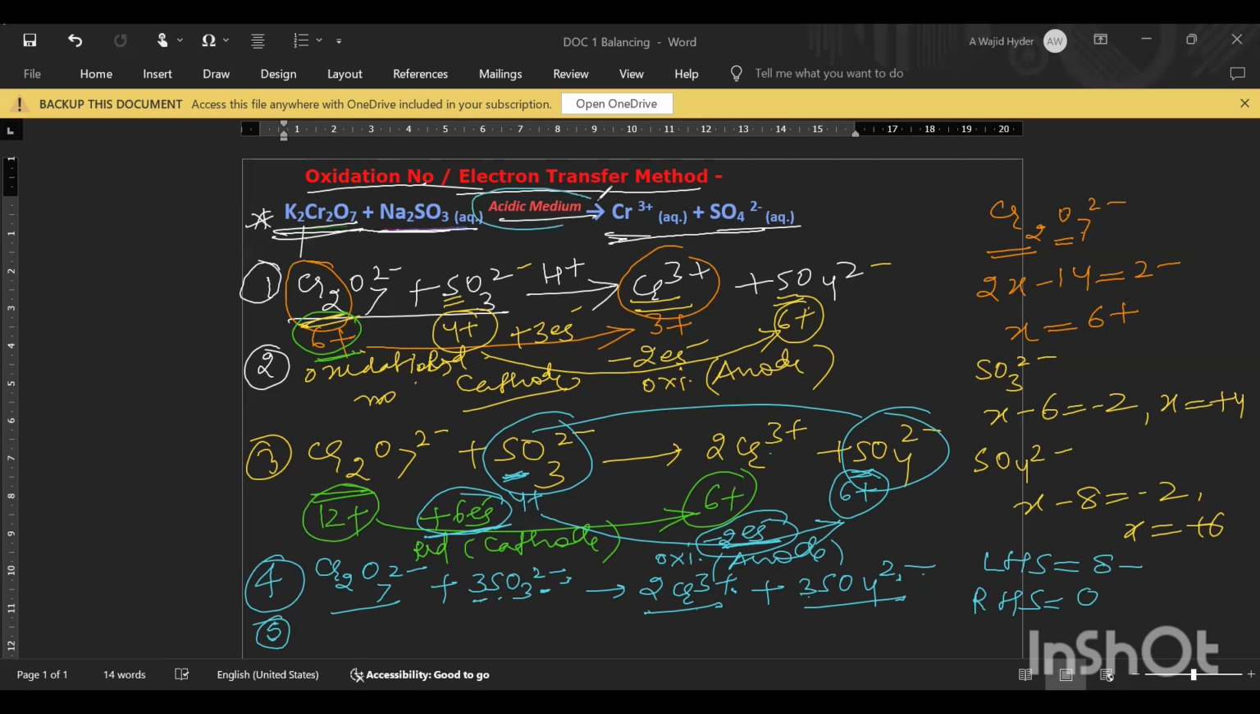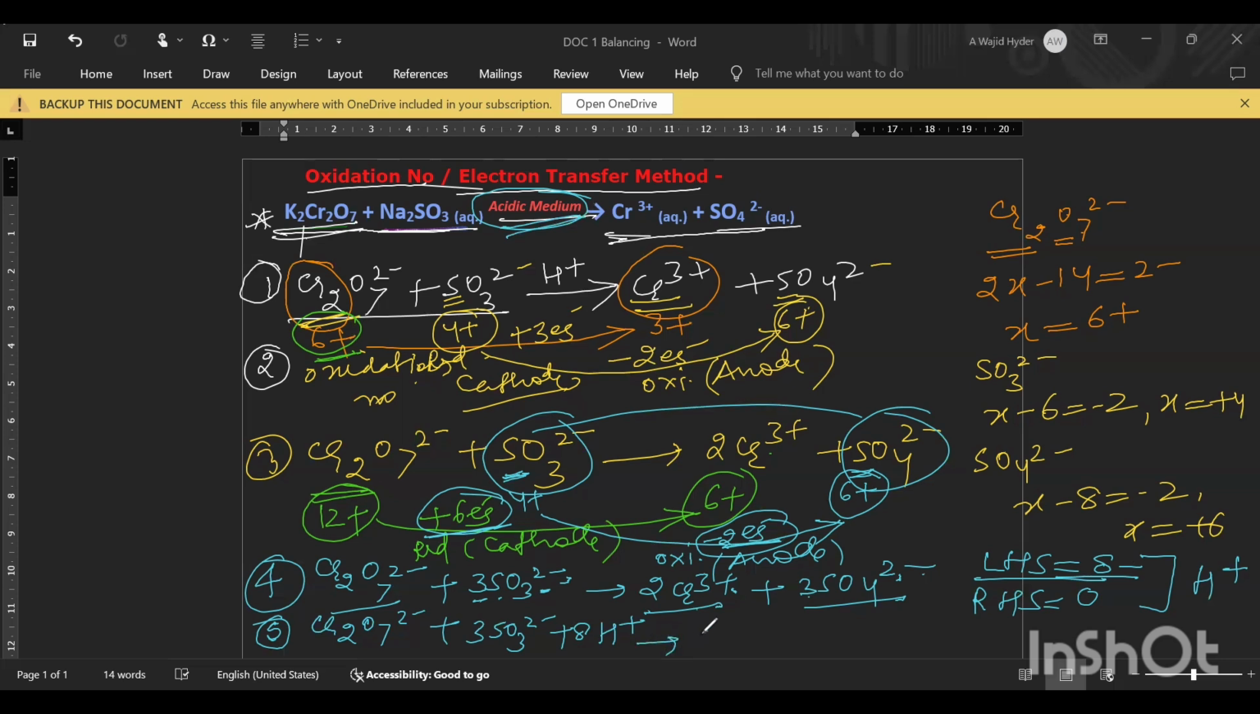Now see, this reaction is taking place in acidic medium. What does it mean? H+. On which side will H+ be added so that both sides will have the same charge? That H+ must be added on the left-hand side because the left-hand side is having 8-. So Cr2O7 2- plus thrice SO3 2- plus 8H+. Why 8H+ on the left-hand side? Because the left-hand side is having 8- charge, so to make that charge equal to the right-hand side, you have to add 8H+ on the left-hand side. Why H+? Because it is in acidic medium.